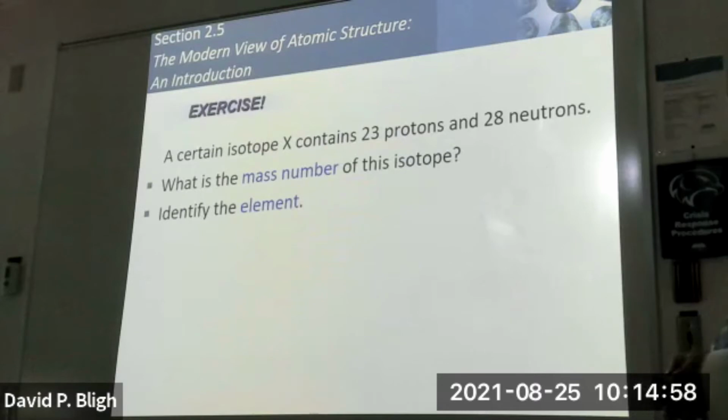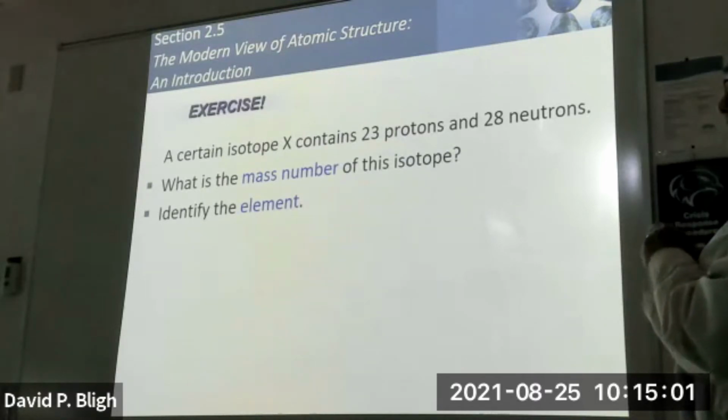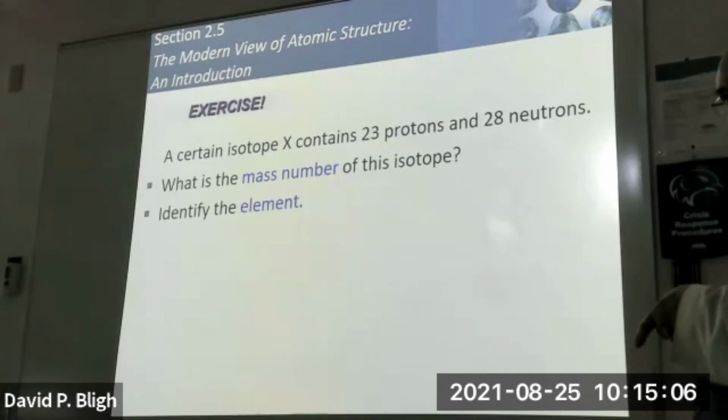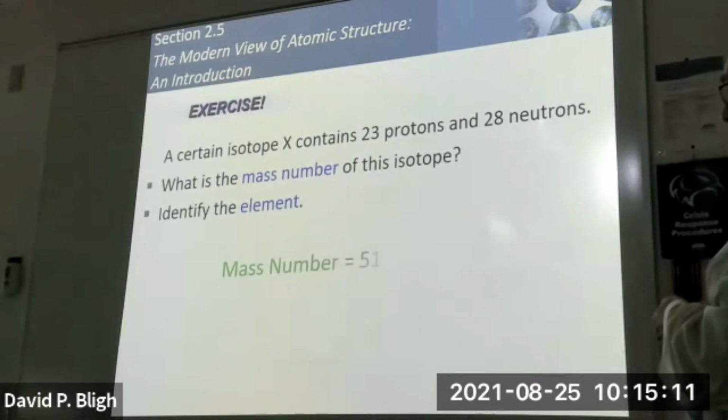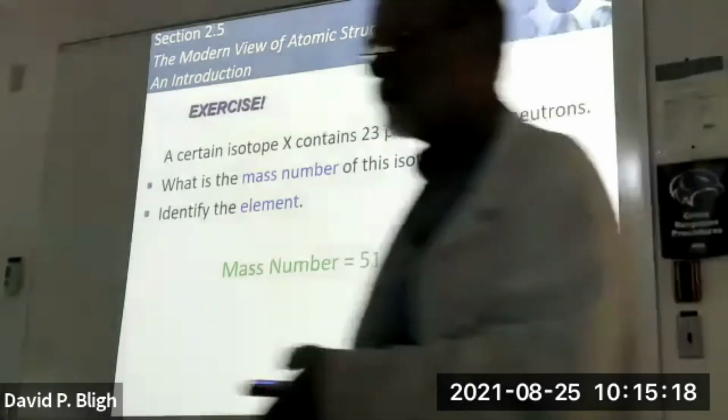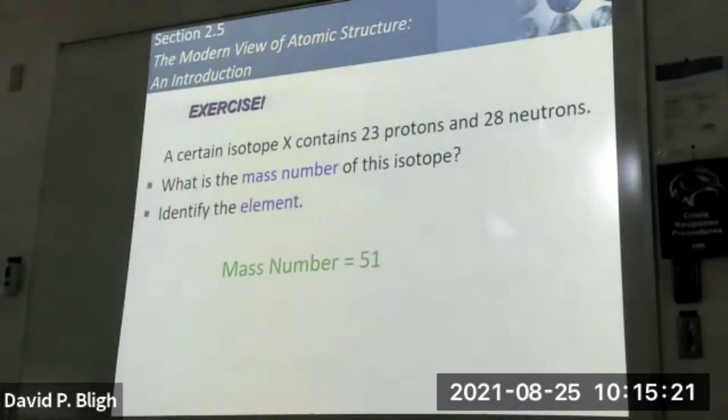Okay, so let's see if we understand what's going on here. A certain isotope contains 23 protons and 28 neutrons. What's the mass number? Well, add them together, right? 51. What's the element? We know the number of protons, don't we? So we know 23 protons, we have to go to the periodic table. The periodic table is arranged from left to right and top to bottom. So the atomic number increases this way and it increases that way. So we just follow along until we find 23. It's right in here somewhere. Vanadium. So that's vanadium.